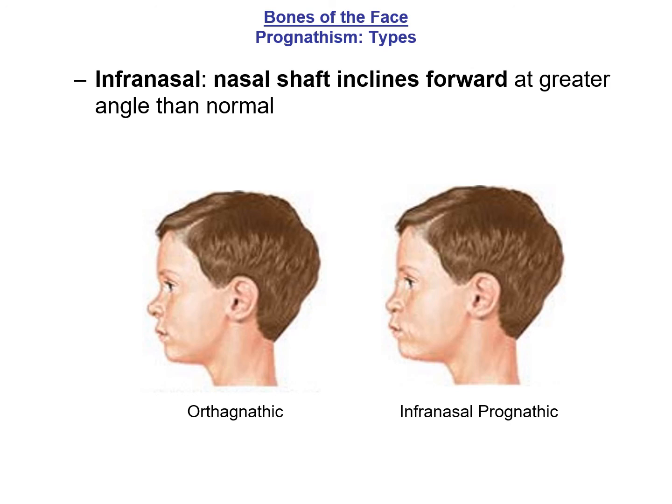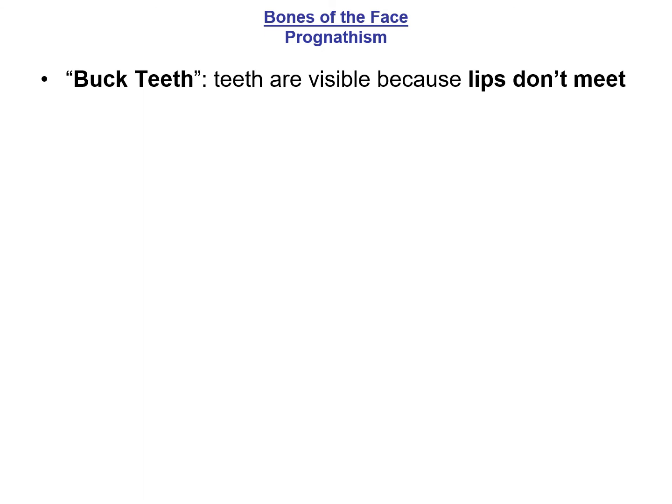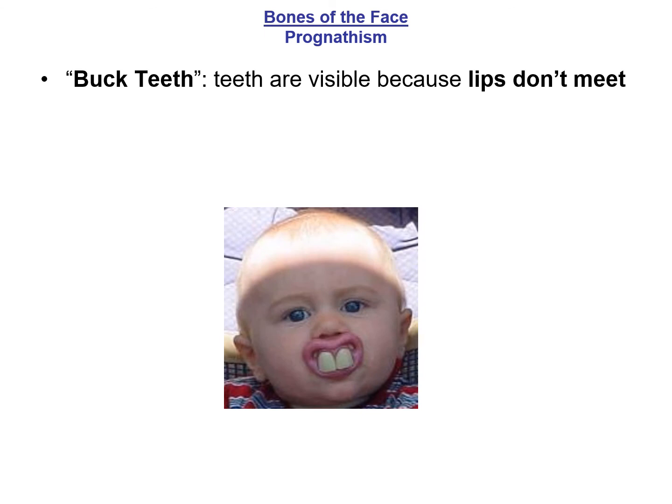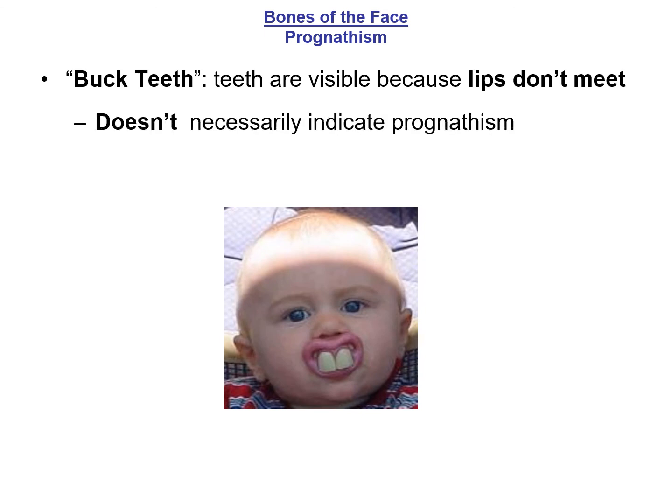Now, there's a condition that is oftentimes associated with prognathism called buck teeth. Buck teeth is just a condition in which the lips don't meet. Now, it could be due to alveolar prognathism. It could be due to maxillary or mandibular prognathism. Most people associate buck teeth with a maxillary prognathism, where your upper lip sticks out too far. But buck teeth, as in this kid here, does not necessarily indicate a prognathism. Some people's lips just don't touch.